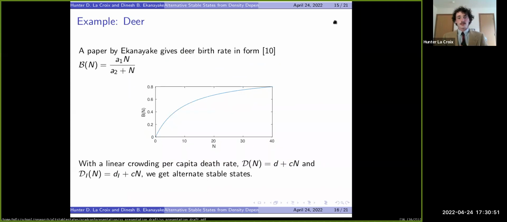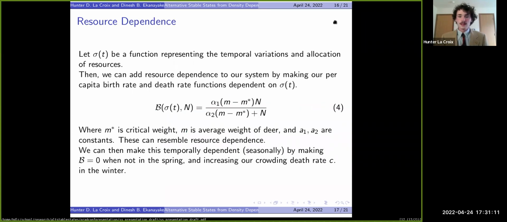All right. So another example is that a paper by Kaneyake gives deer birth rate in this form. So we have that it increases like this and then just tapers out to a point. And if we choose a linear crowding per capita death rate, we can get alternate stable states. And furthermore, the last thing we added to our paper is this sigma of t, which could represent temporal variations in allocation of resources.